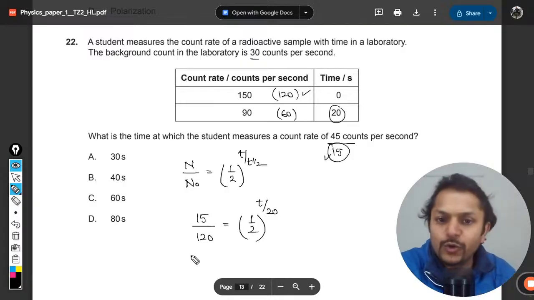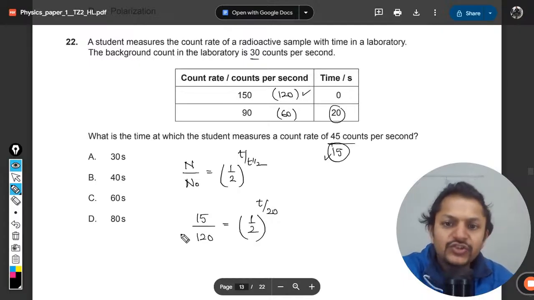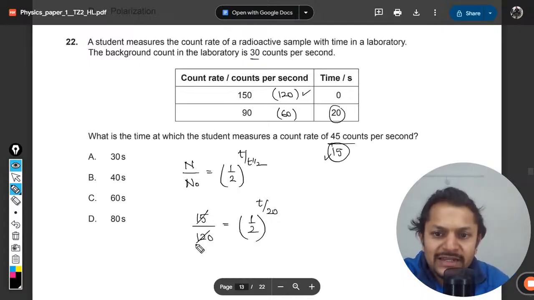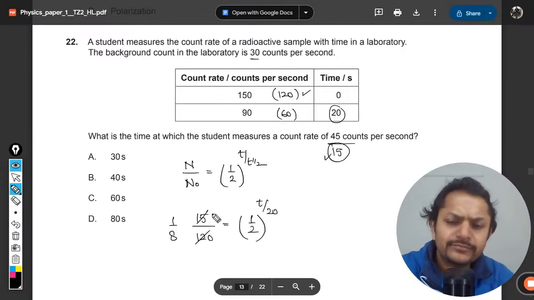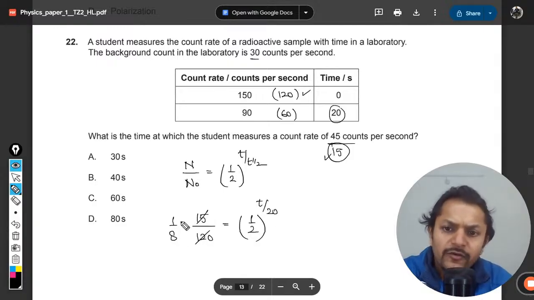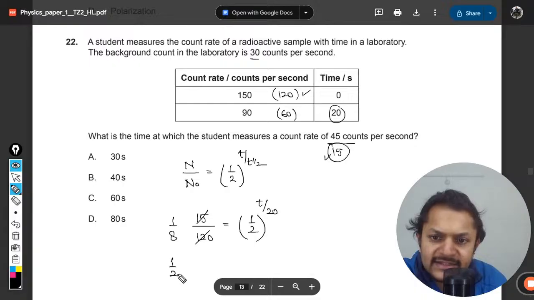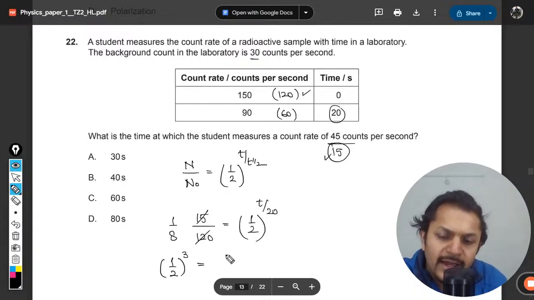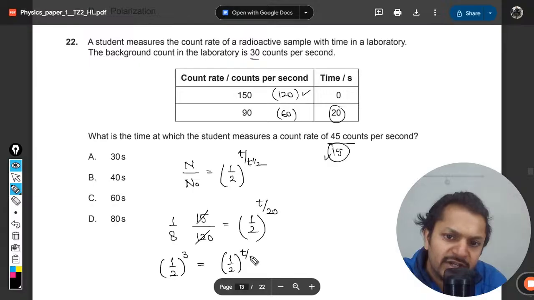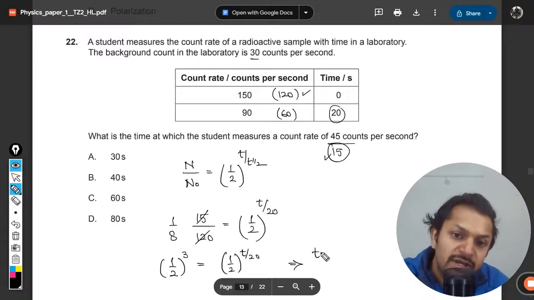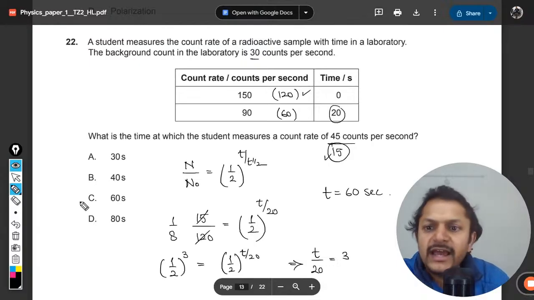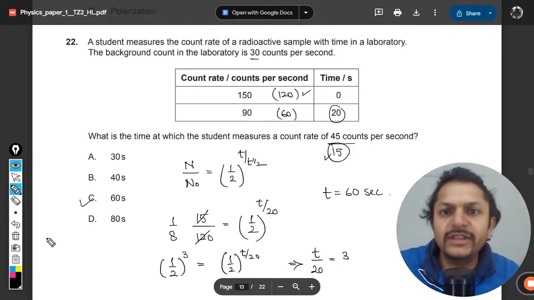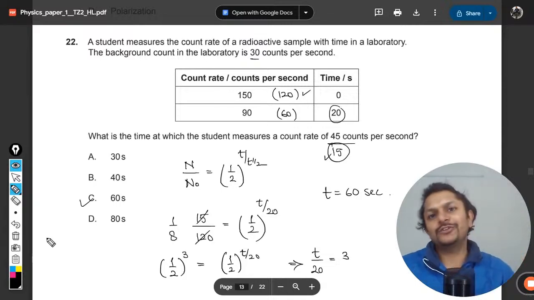Now we want to solve this equation and we will have our answer. So 15, when you divide this, you would be getting 8. 15 8s are 120. So we can write this 1 by 8 as 1 by 2 raised to power 3. And this is written as 1 by 2 raised to power t divided by 20, which means that t divided by 20 should be equal to 3, and which only means that t is equal to 60 seconds. And that is why C will be the correct answer. And this is how we do this question.